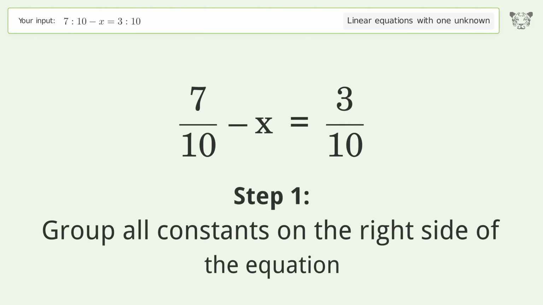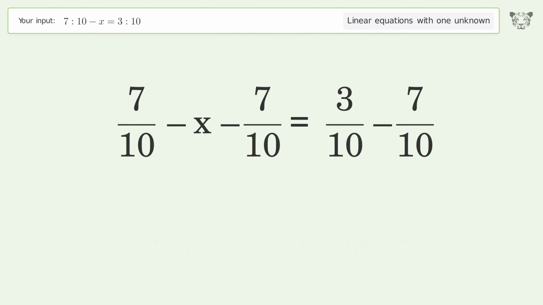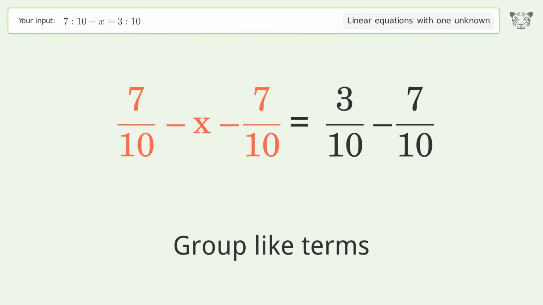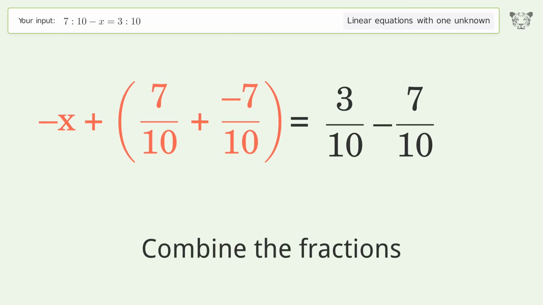Group all constants on the right side of the equation. Subtract 7 over 10 from both sides. Group like terms. Combine the fractions.